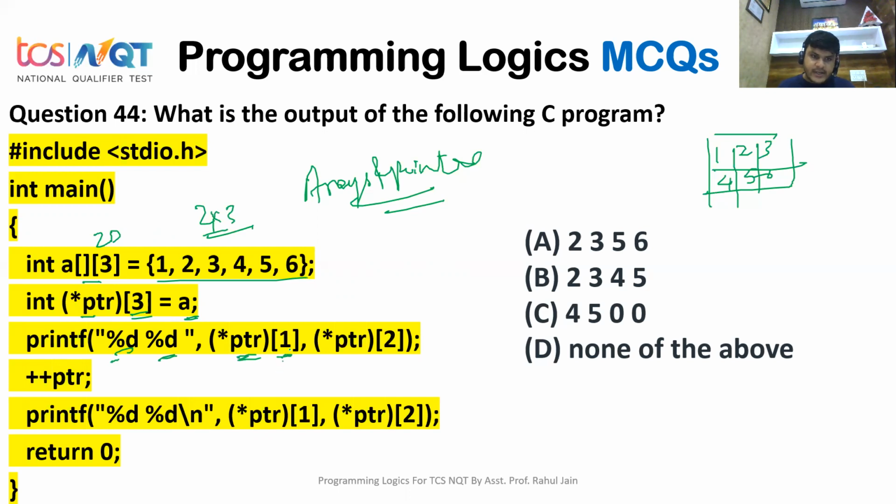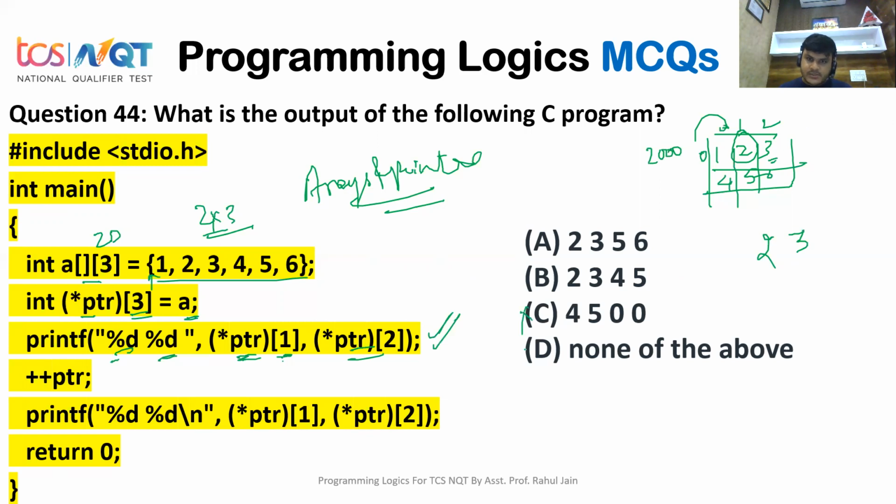So what is stored at this ptr1? Initially, we have stored the base address of the array in it, and *ptr1 prints this value 1, right? So let's say the base address is 2000, then its index would be 0, its index would be 1, and its index would be 2. So here 2 would be printed, and then *ptr2 would print this index, that is 3. 2 and 3 would be the first two answers.